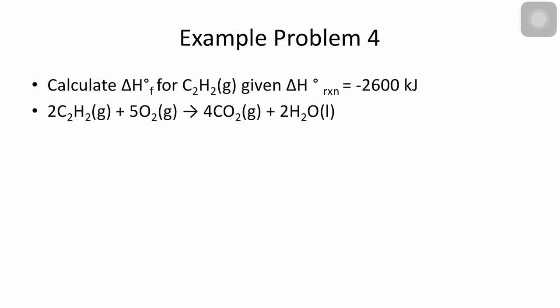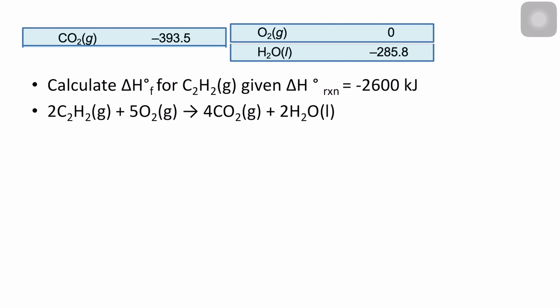Okay, fourth problem, we're getting the standard heat of formation for this, ethyne or acetylene. Okay, C2H2. So this is a hydrocarbon with a triple bond between the two carbons. So we would like to get the standard heat of formation for acetylene, given the standard heat of formation of the other species, the other elements or compounds involved in the reaction, and the standard heat of reaction, which is negative 2,600 kilojoules.